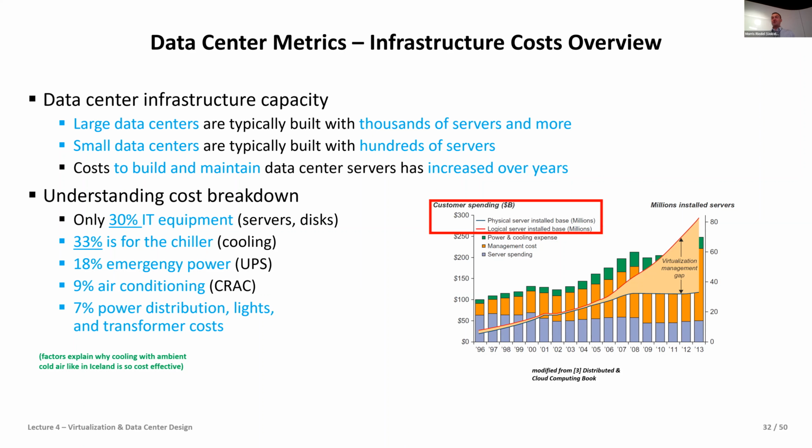Of course, this is different when you place it in Iceland. Then you would say one third is taken by ambient air cooling. So this is the factor that plays into it. But if you put it somewhere in California, you would basically have these costs.